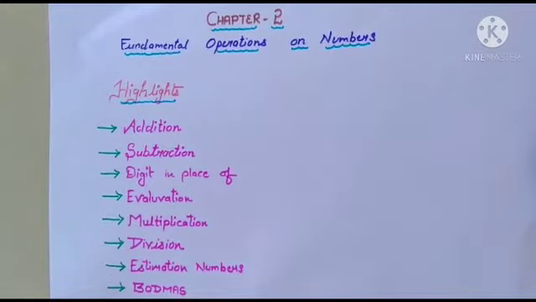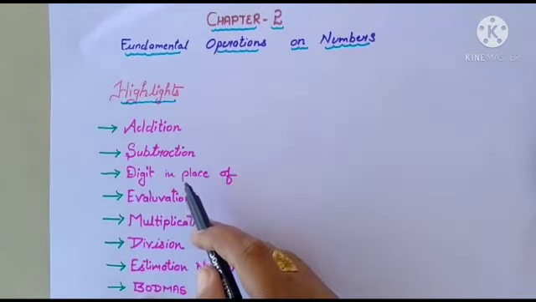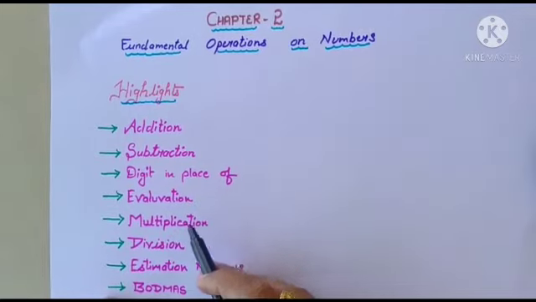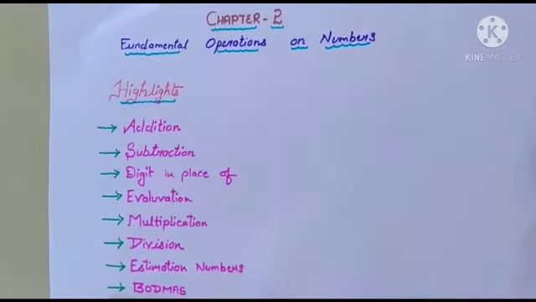In fundamental operations on numbers, what things can you learn from this chapter? First of all, let me see. We can learn about addition, subtraction, digital place value, evaluation, multiplication, division, and so on. These points we will learn in chapter 2, fundamental operations on numbers.